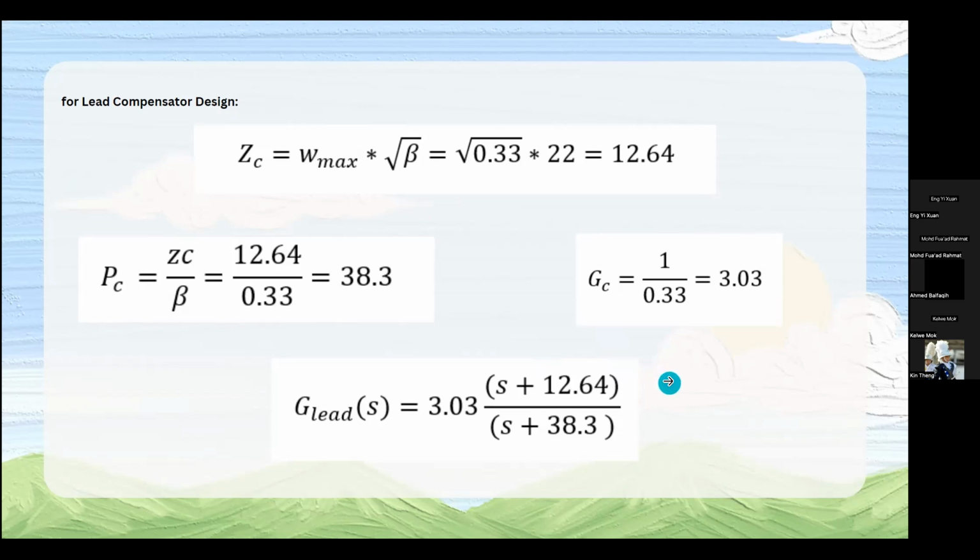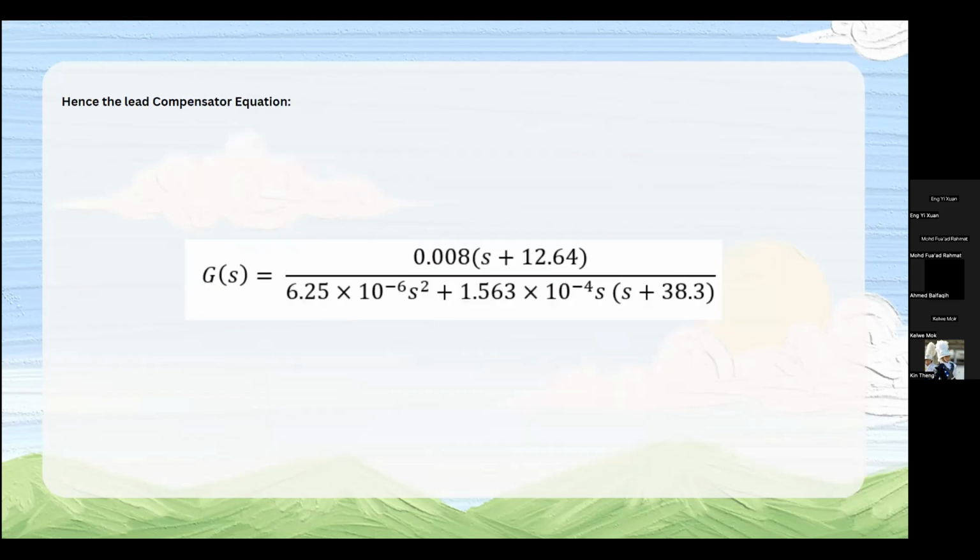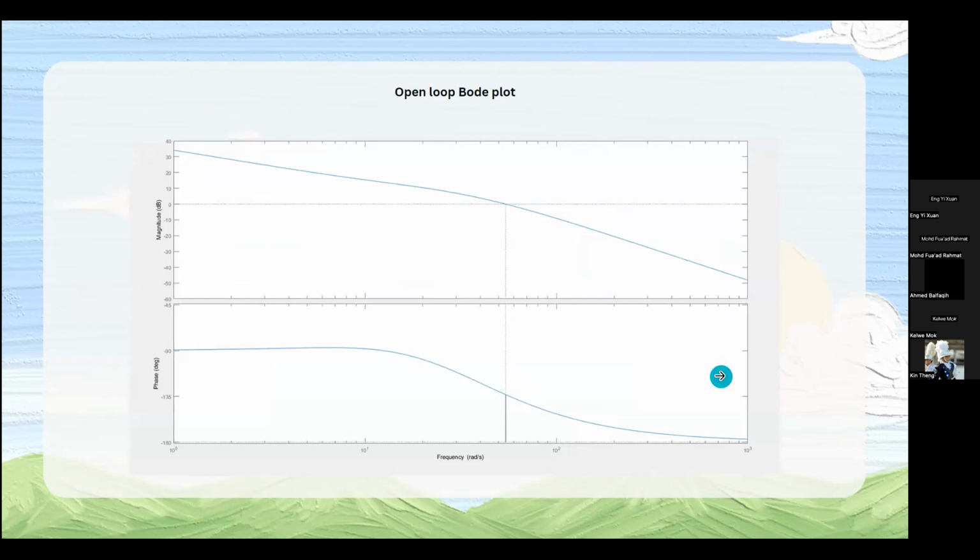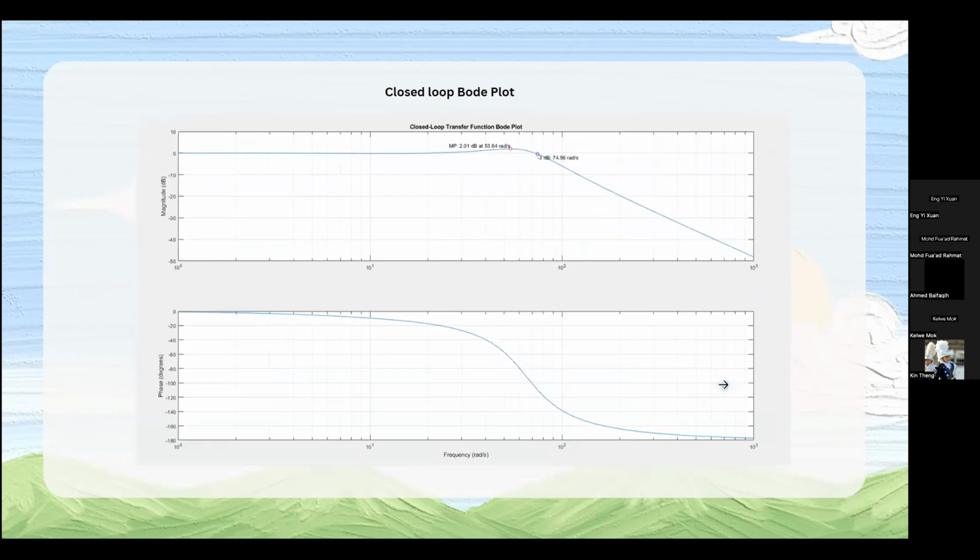And here's the value for the lead compensator. Next, we can see the equation. Since we will not design a lag compensator, here's the equation. Next, here's the transfer function, the Bode plot for the open loop compensated system, and the closed loop. We can see the maximum gain, which is 2.01, and the bandwidth, which is 74.56.